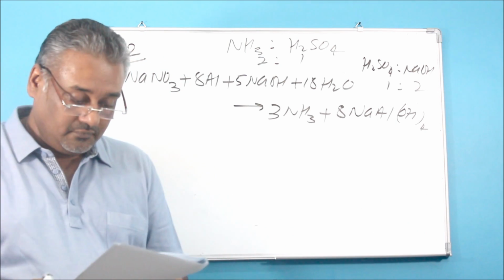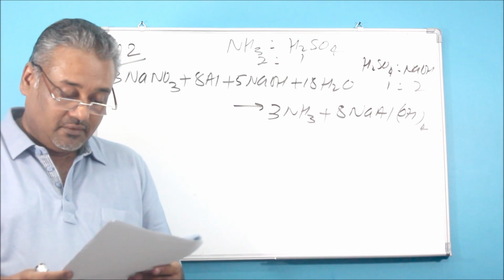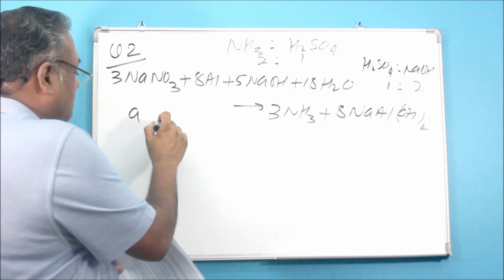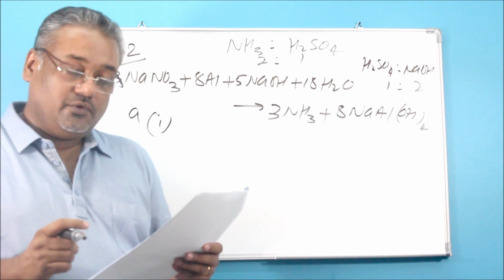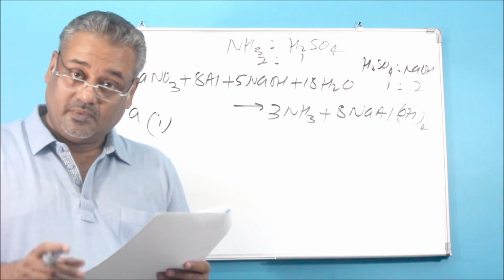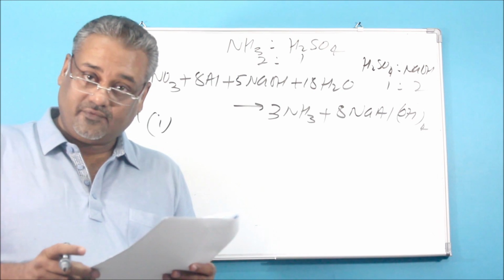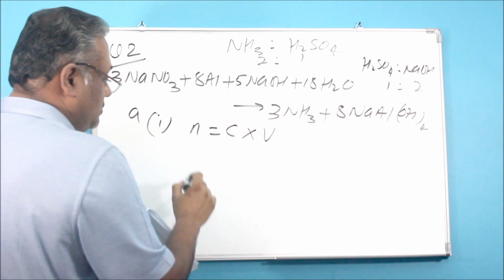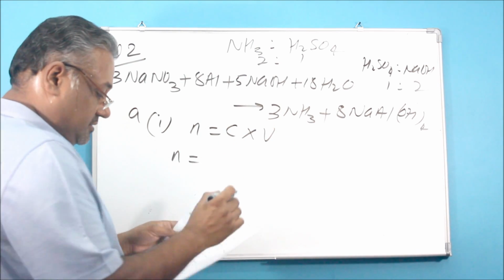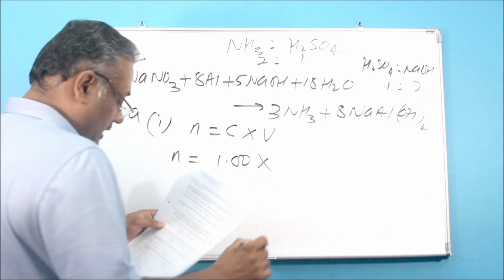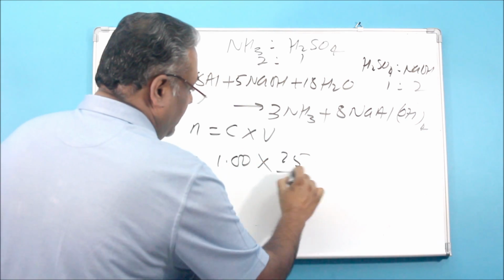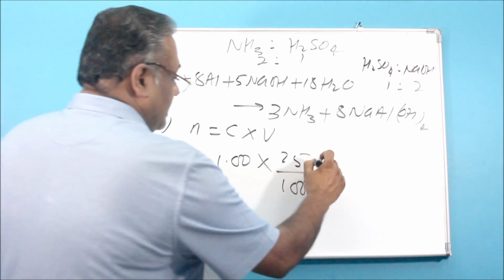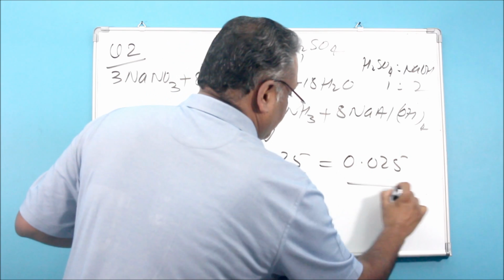The first question says, calculate the amount in moles of H2SO4 present. If you look at this question, you have the volume in cm3, which you must convert into dm3, and you also have the concentration. Using the concept of n equals c times V, I have the concentration 1.00, and I have the volume as 25. So I need to divide this by 1000 to change that into dm3, and that's how we get this answer, 0.025.